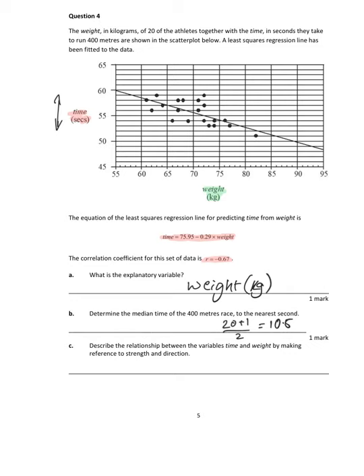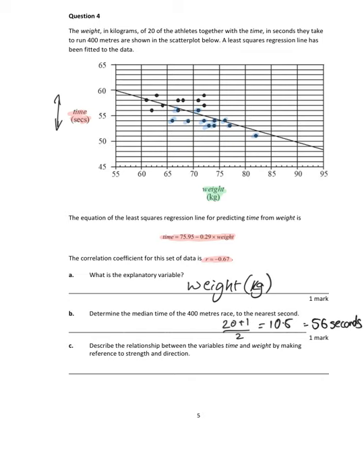So here's our bottom dot, 1, 2, 3, 4, 5, 6, 7, 8, 9. So 10 and 11 are at the same heights there, and we can see that's at 56 seconds. So the median time is 56 seconds.